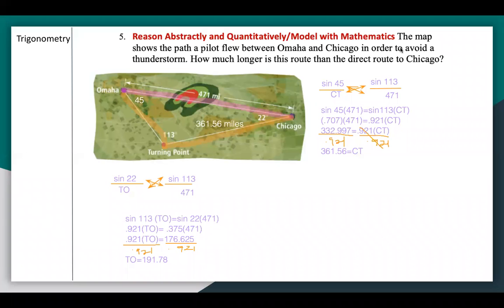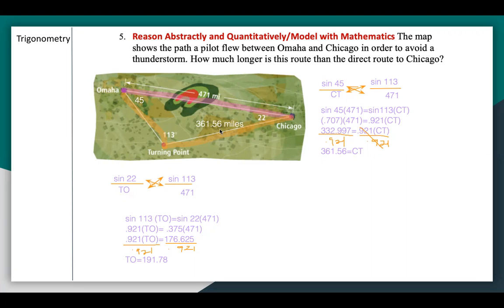Okay, now take a look at this. As you can see, I filled in the remaining parts here as well. The sine of 22 over the TO is equal to the sine of 113 over 471. Again, we're using 22 as the reference angle. So the sine of 22 divided by the opposite side, which is TO, should be equal to the sine of 113 divided by 471. If you wanted to, for the second fraction you could have also done the sine of 45 divided by 361.56, and you should still get the same answer. If someone did it that way, they should still get TO to be 191.78, as you can see at the very bottom.